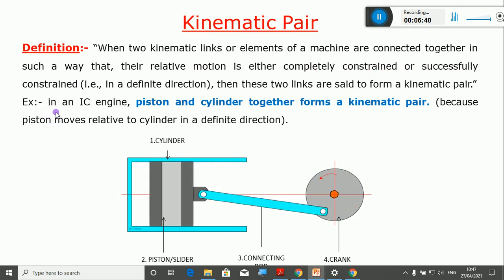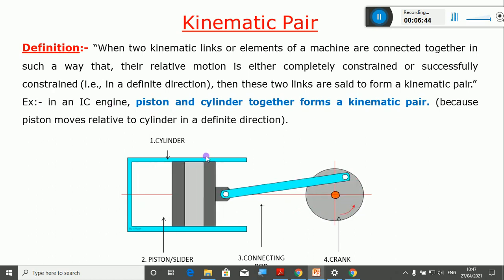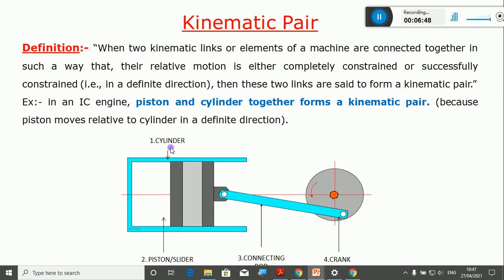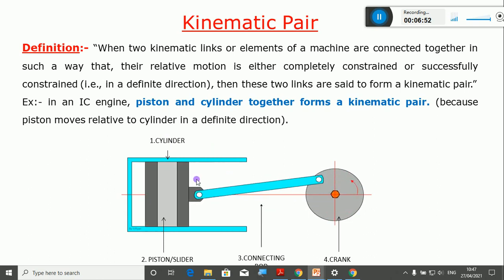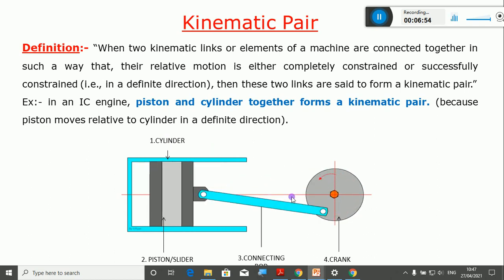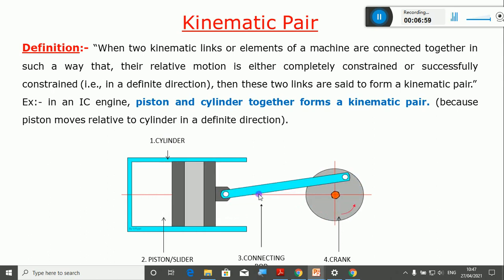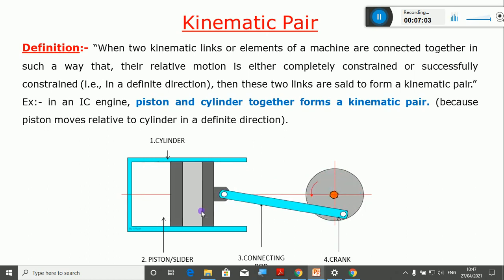So an example is an IC engine. It means the piston is sliding inside the cylinder. So together the cylinder and piston I can call as one pair, one kinematic pair. Similarly, this piston is connected to the connecting rod, correct? So with the help of a pin joint, I can call the combination of the piston and the connecting rod one more pair, the second pair.